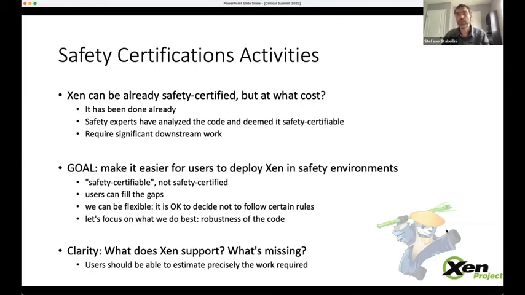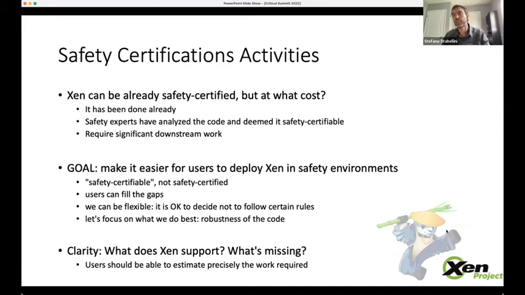However, all the work to make Xen safety certified was done downstream. Any required code changes or docs or testing, it was all done downstream. So there is significant work that needs to happen once you take a vanilla upstream Xen release before you can use it in a safety certified system. So the goal of the SIG is to make Xen easier to safety certify. Xen is already safety certifiable, but we want to make it more safety certifiable, to make it closer to safety certifications.